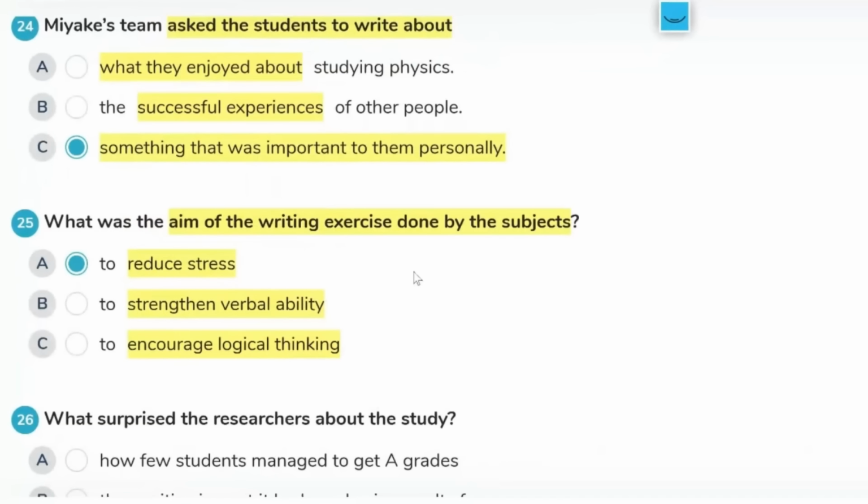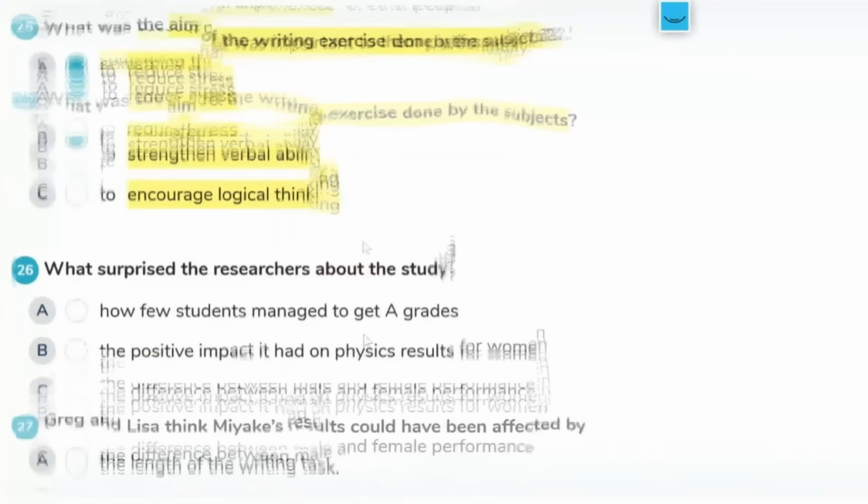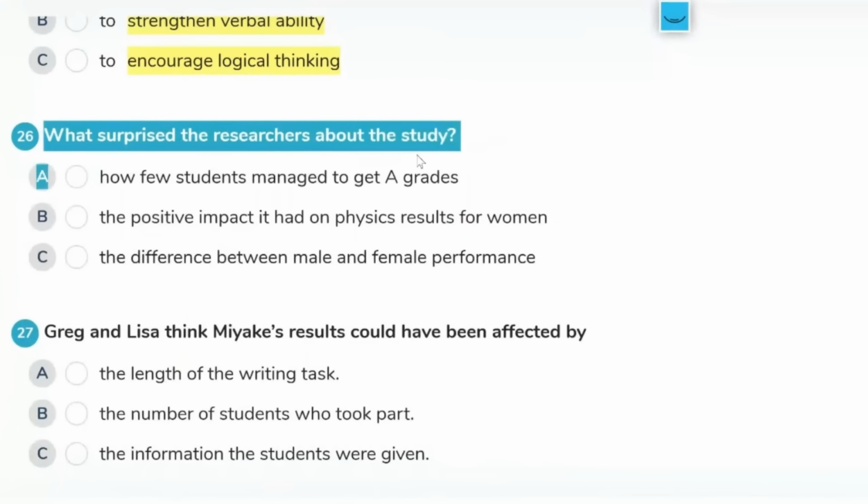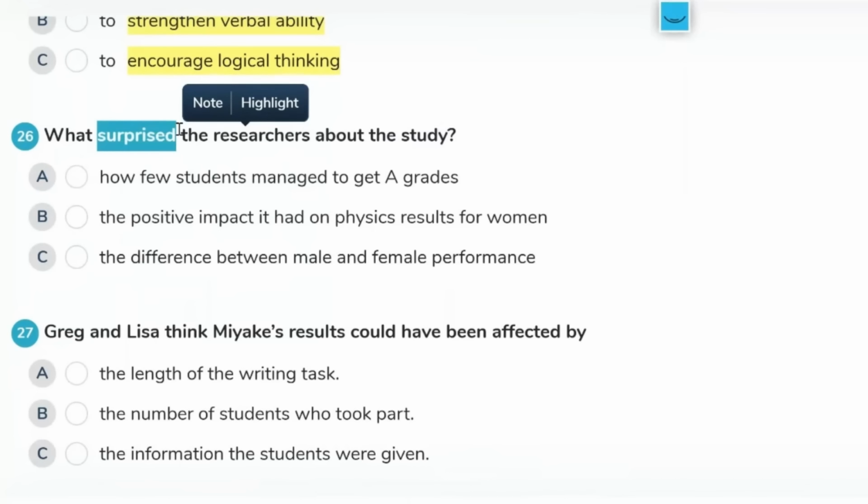All right, so A will be the right answer. Okay, that's great. We have 10 multiple choice questions here. Okay, so this test is really challenging. Part 3 is challenging, but that's why I selected it. What surprised the researchers about the study? Now, something surprised the researchers. So, what surprised the researchers? Out of 3 things, 2 things will be expected.